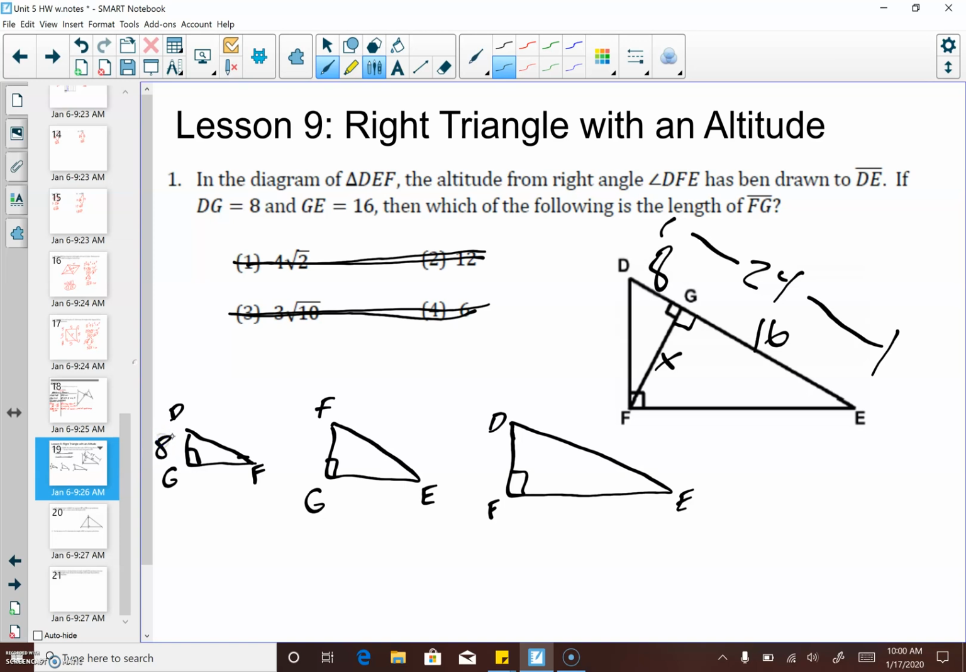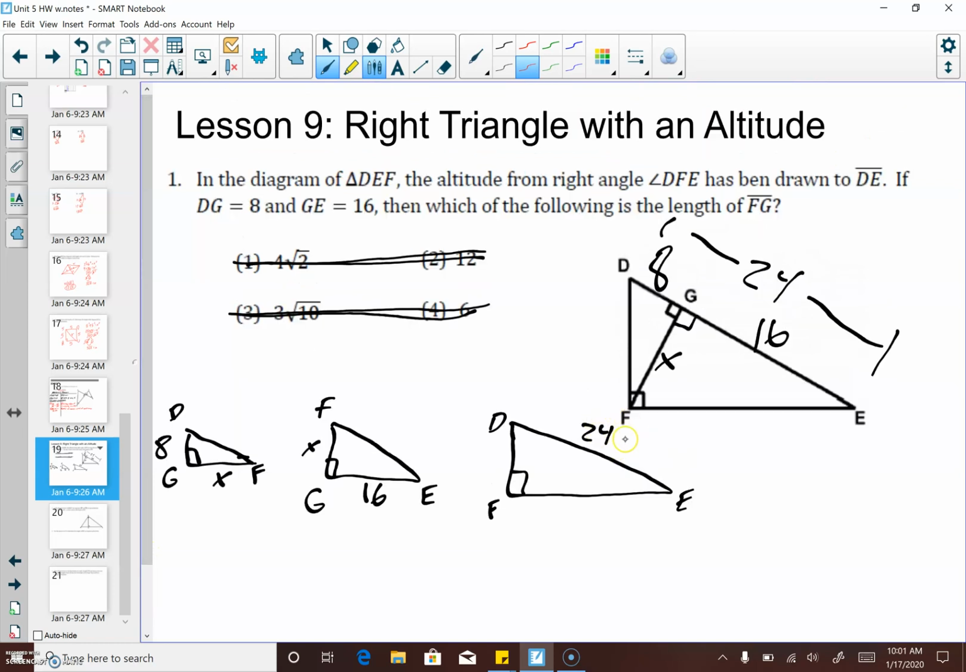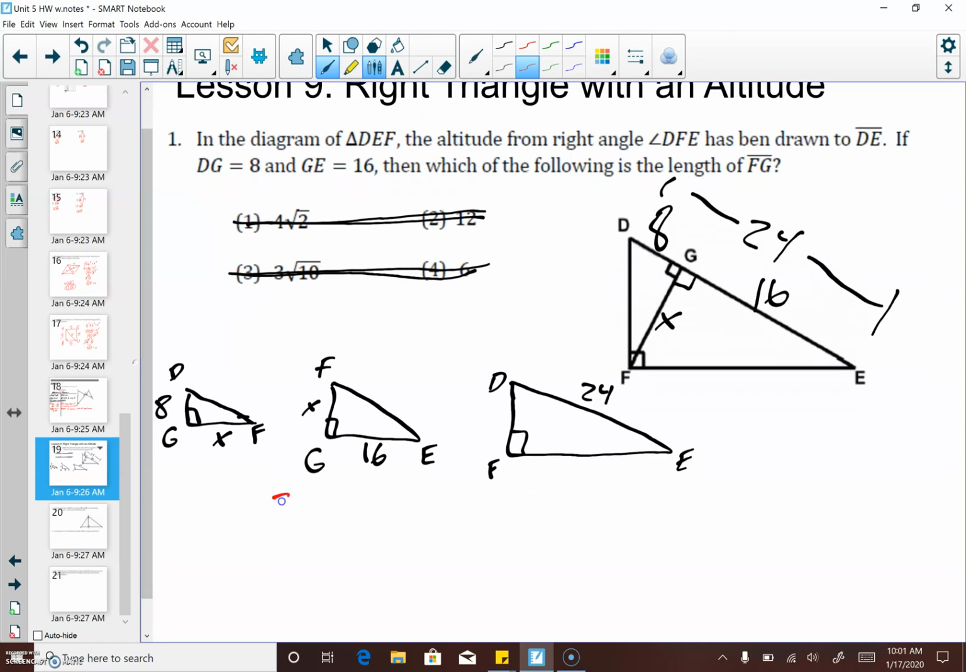So I have an 8 on DG. I have an X on FG, and there happens to be two of those. I have a 16 on GE. I have a 24 on DE. So we have all three triangles, and we obviously can't set up a proportion between all three. So what we do is we find the ones that match. The big triangle is useless to us because there's only one side labeled. So then we're going to set up a proportion between the other two triangles.